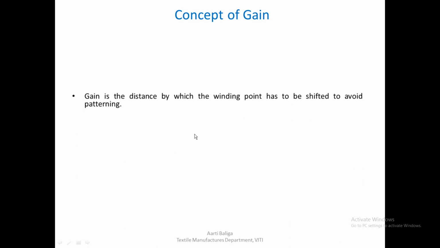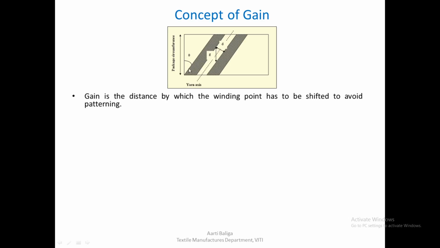on spindle driven machines, let us see there is something known as a concept of gain. So let us just understand what this means. Gain is a distance by which the winding point has shifted to avoid patterning. That means this is one coil on the package and this is a second coil on the package. The distance by which it has moved is known as the gain.